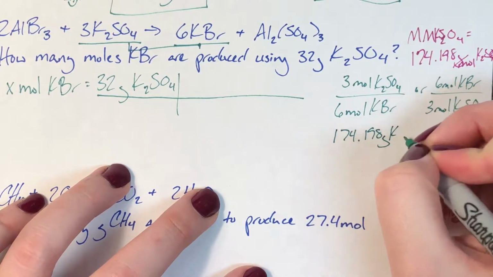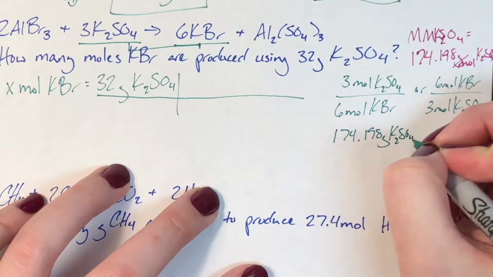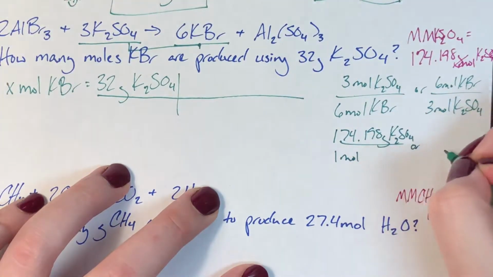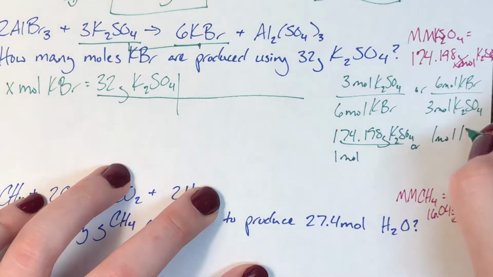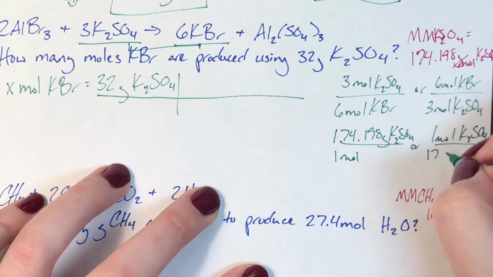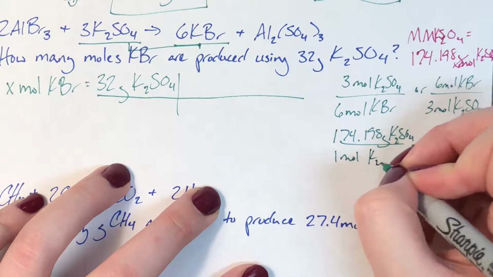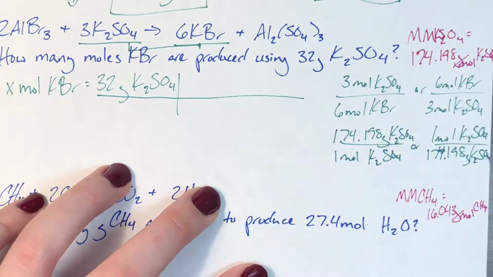174.198 grams of K2SO4 potassium sulfate, there is 1 mole. And for every 1 mole of potassium sulfate, there is 174.198 grams of potassium sulfate. I'm going to go back in and add this here since I skipped that on accident.